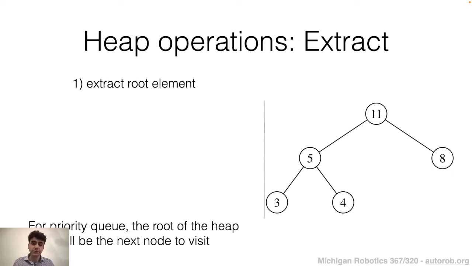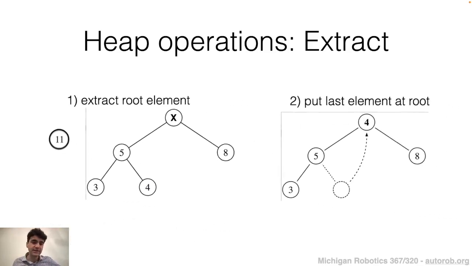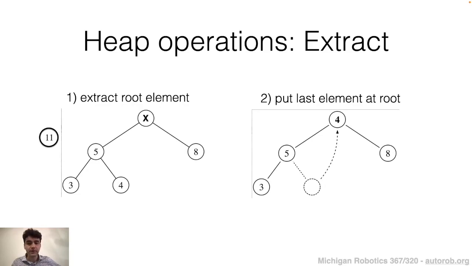So if we extract the root element, we're going to be extracting this number 11, right? So we have the node with number 11 extracted, and then we have this empty root within the heap. The operation then proceeds as we fill that empty root with the last element in the heap. In this case, the last element in the heap is the node with value 4.